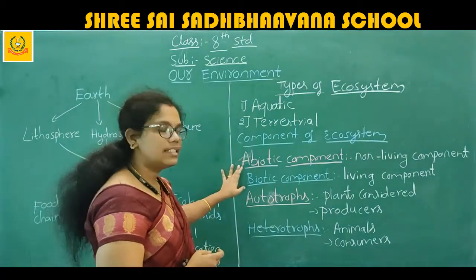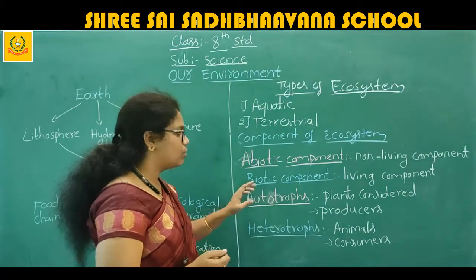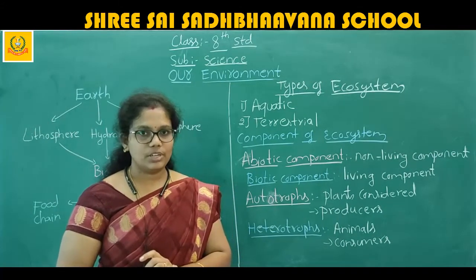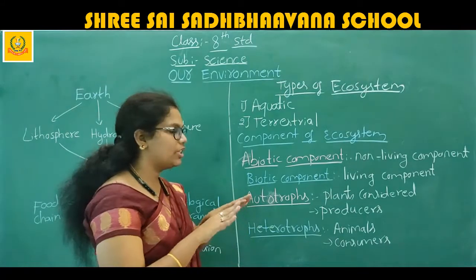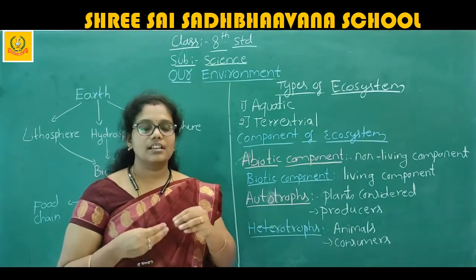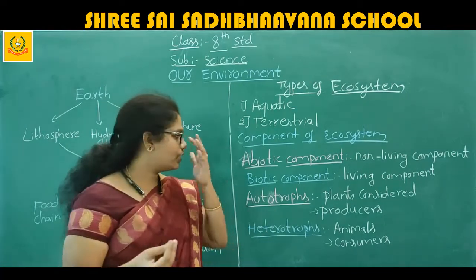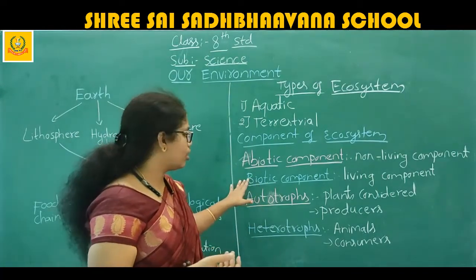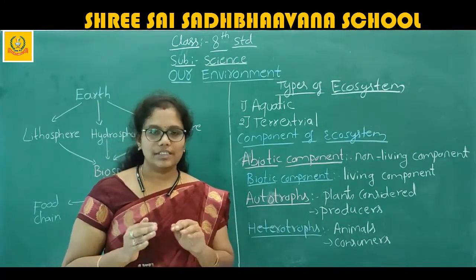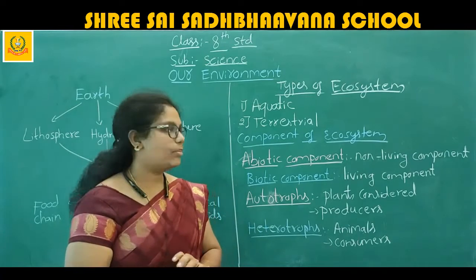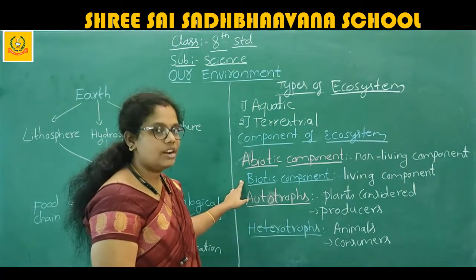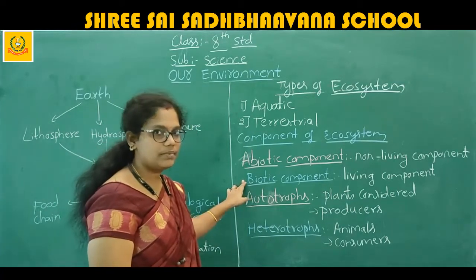After discussing abiotic components, next we are going to discuss biotic components. What are these biotic components? The same thing, the community in which the living components are present. All the living organisms like animals, plants, everything is present. The community in which all the living organisms are present, we call biotic components.